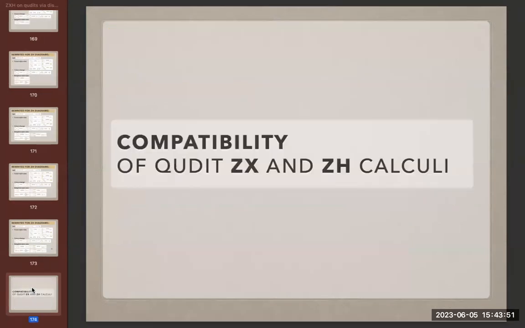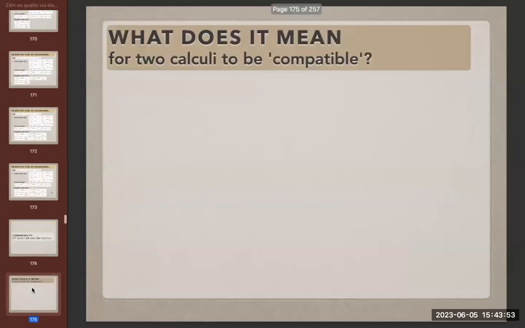So compatibility between these calculi. What does it mean for these two calculi to be compatible? I've described what happens with ZX diagrams and ZH diagrams. What I've described has no ambitions to be universal. It's not even universal, so far as I know. But you could imagine some extensions which would be universal, in which case you might ask, why would you care about them interoperating? If you've got one calculus, why would you worry about the other?